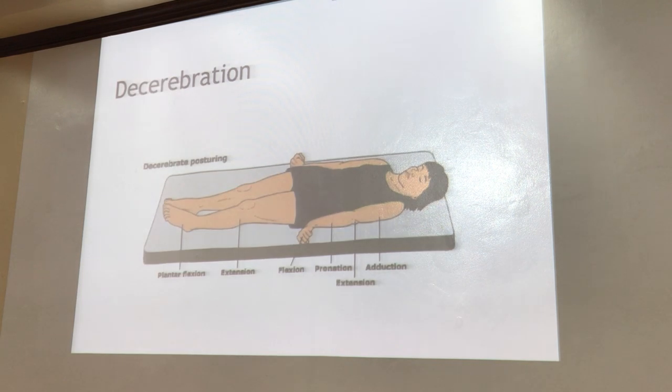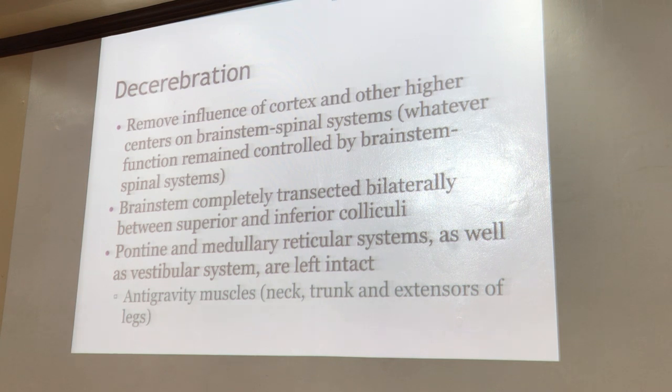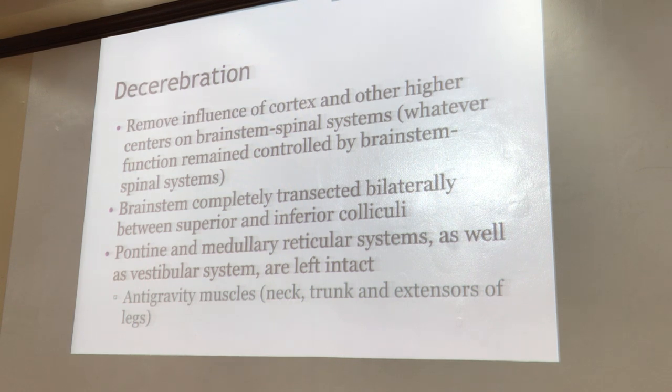Now, how about here, decerebrate? This is hyperextension of both the upper extremities and the lower extremities. Here, you remove the influence of the cortex, and at the same time you remove the influence of the red nucleus for flexion. So all your anti-gravity muscles will be stimulated, including those in the upper extremities. What's intact would be the pontine and medullary reticular systems. So this one will be in extension.